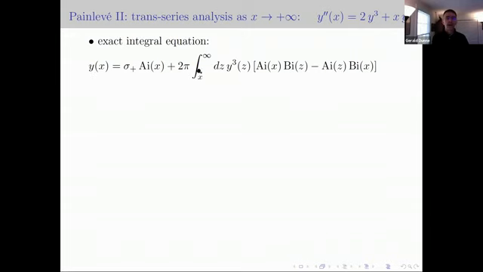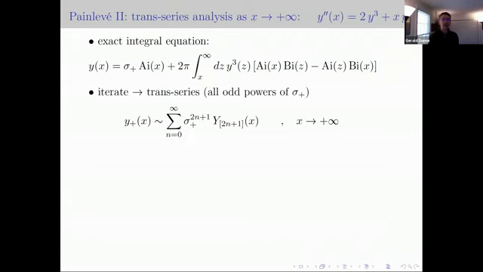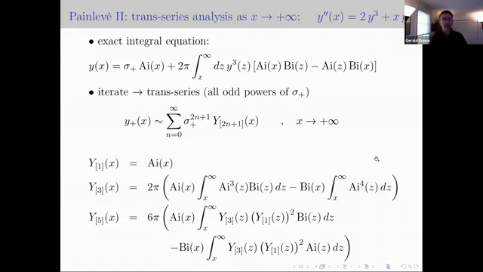And now I can iterate this. I just insert y into the y³ here. And so you see that the next correction will be sigma cubed with an Ai³ here. And then I can systematically extend that. And so what we learn is we generate a trans-series which has all odd powers of this sigma parameter. And you can think of the sigma parameter as a counting of this grading under the exponentials.